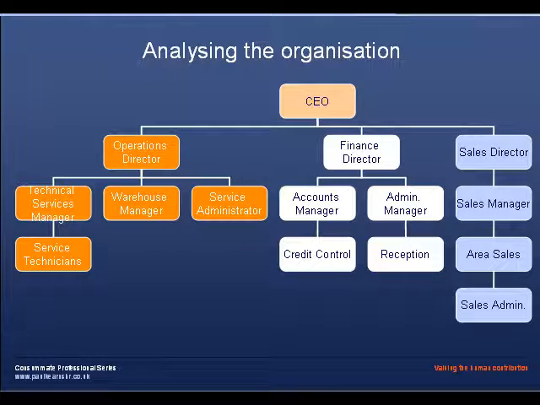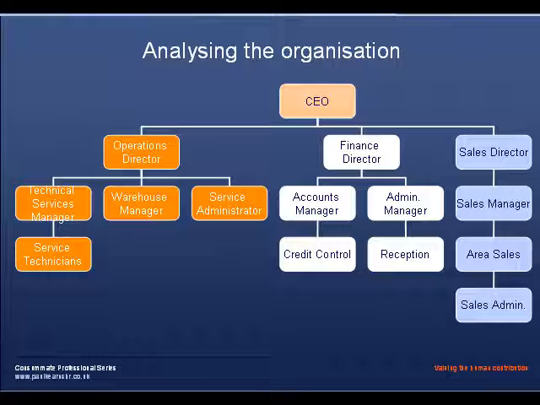We would probably describe this as a typical silo or chimney type organisation chart, where there are three functions or three departments. The operations department run by the operations director, the finance department run by the finance director, who also has some responsibility for administration, and the sales, and let's call it sales and marketing, run by the sales director.